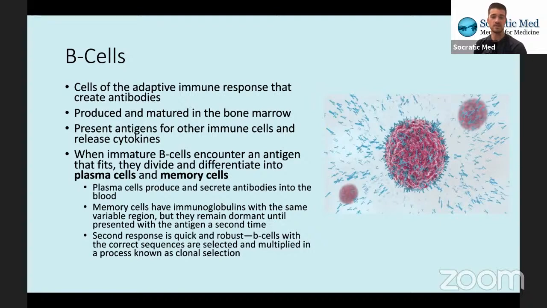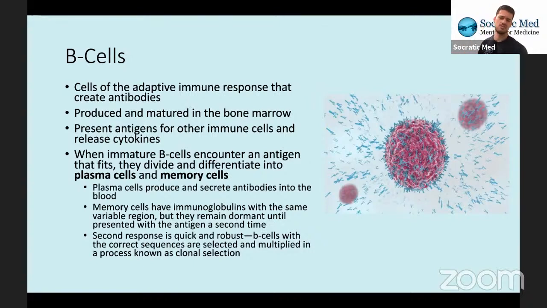So when immature B cells encounter an antigen that fits, they divide and differentiate into plasma cells and memory cells, like we spoke about before. Plasma cells produce and secrete antibodies into the blood. Memory cells have immunoglobulins with the same variable region, but they remain dormant until presented with an antigen a second time. The second response is quick and robust. B cells with the correct sequences are selected and multiplied in a process known as clonal selection. So clonal selection is definitely something you should be familiar with.